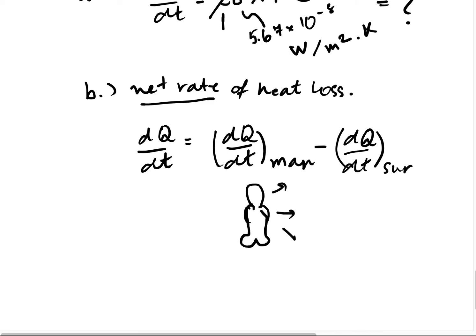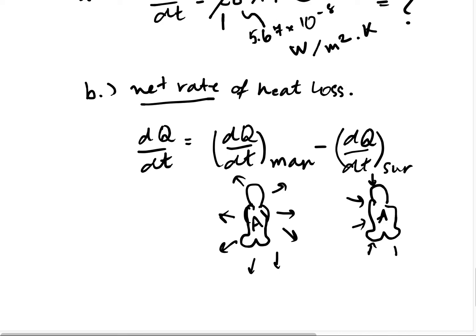So it's just like this man. He is radiating as usual. But at the same time, the same man with the same surface area A also gets heat from the surrounding, right? So in this case, his surface temperature is 303, but the surrounding temperature is 20 degrees C, or 293 Kelvin.